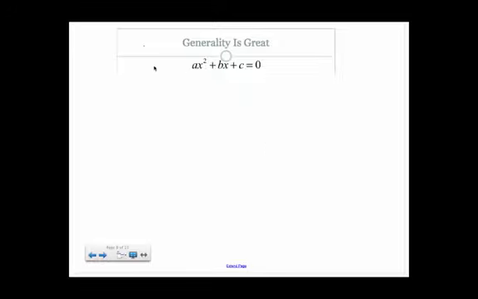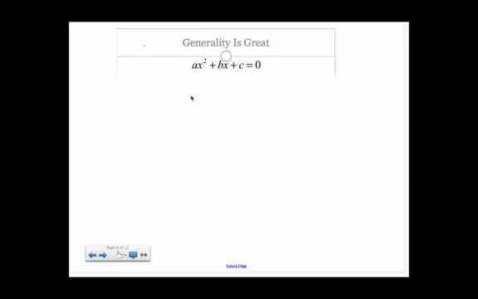Mathematicians said, well, hey, I can complete the square, no problem. But it seems I'm doing the same steps over and over again. So why don't we just complete the square on the generic quadratic equation and see what kind of result comes up in general for coefficients A, B, and C? So they said, okay, we can do that.